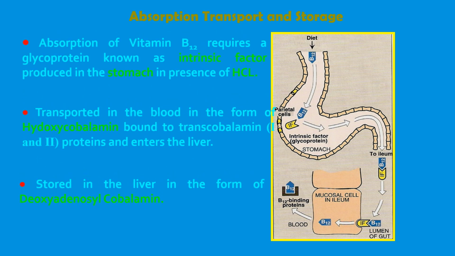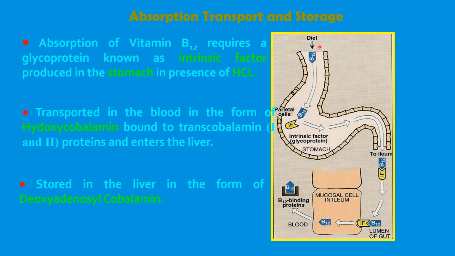So of interest, vitamin B12, we can say it's a big molecule, so absorption cannot be very easy across the GIT. So first of interest is that vitamin B12 is actually absorbed in the small intestine. However, for it to be absorbed, it requires a protein referred to as the intrinsic factor. And this intrinsic factor is a glycoprotein that is produced by the stomach.